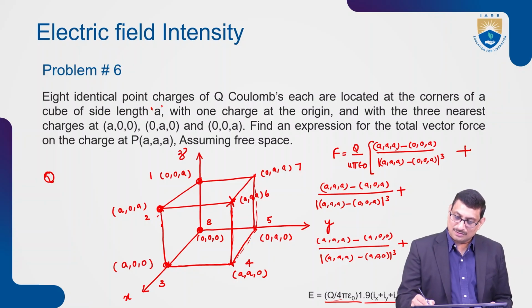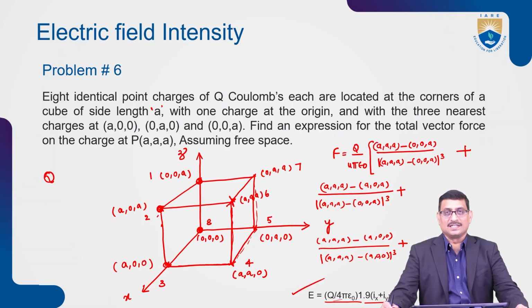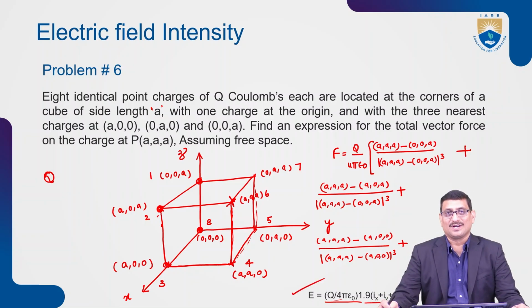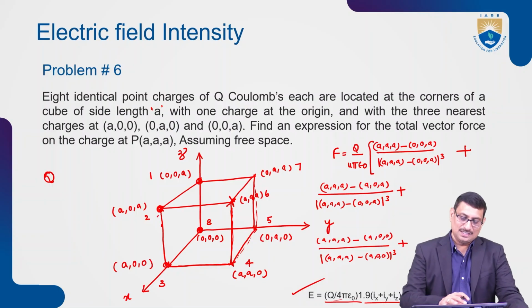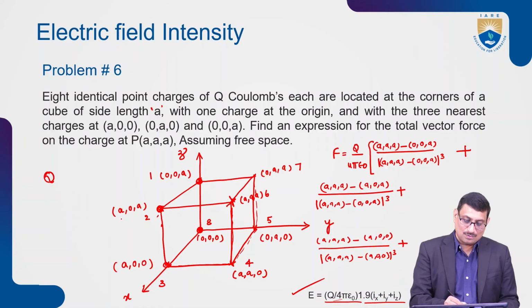So therefore, if we start to calculate here, a minus 0, a into Ix, a minus 0, a into Iy, and a minus a, 0. So here you will get a Ix plus a Iy, first one, right? Like that, if you do all the things and start to simplify it, you may get the answer: the electric field intensity is Q divided by 4 pi epsilon naught into 1.9 Ix plus Iy plus Iz. So the thing is only to know where it is located and what are the coordinates of those 8-point charges.